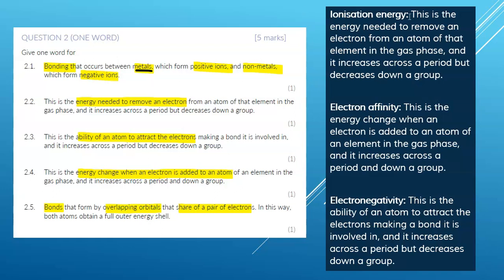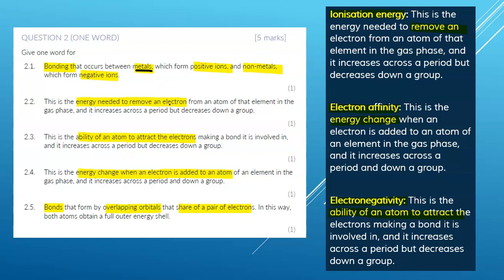So we have ionization energy. This is the energy needed to remove an electron. So your ionization energy is all about the energy to remove an electron from an atom of that element in the gas phase. Okay, and then it increases across a period and decreases down a group. We'll look at the tendencies of ionization when we do the periodic table. Then we have electron affinity. This is the energy change when an electron is added. And then we have electronegativity, and that is the ability of an atom to attract electrons. Okay, so they're sort of the same, but not really.